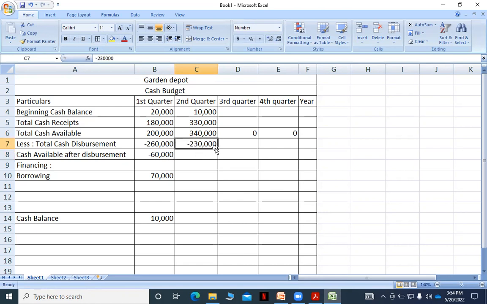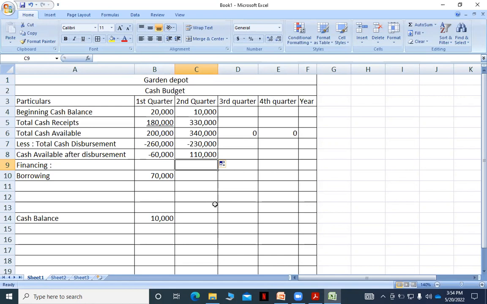So after disbursement, how much cash is available? 1,10,000. 1,10,000, right? But this is a positive figure, right? That means this cash is available to us. এই টাকাটা আমাদের কাছে available আছে 1,10,000 টাকা, right? আর আমাদের minimum required balance হচ্ছে 10,000. So after minimum required balance, how much we have? Almost 1 lakh টাকা. Okay, 1 লক্ষ টাকার মতো আমাদের থাকবে.